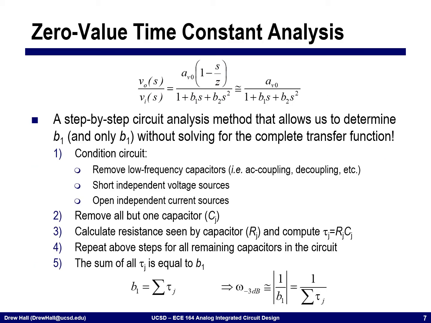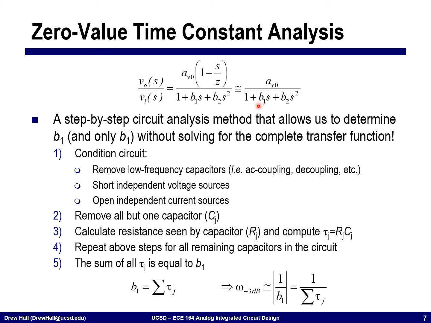We also talked about another technique known as zero value time constants. Zero value time constants allows us to again estimate the 3 dB frequency of a circuit. It says nothing about any of the higher frequency poles or zeros. It is again just like Miller's theorem. However, it's a little bit more general in the sense that we don't just have to have a capacitance tied between the input and the output. Fundamentally, what we're doing is we're saying that there's a single pole in the circuit, and so by doing that, we can estimate this B1 coefficient, and the B1 coefficient will give us the bandwidth of the circuit.